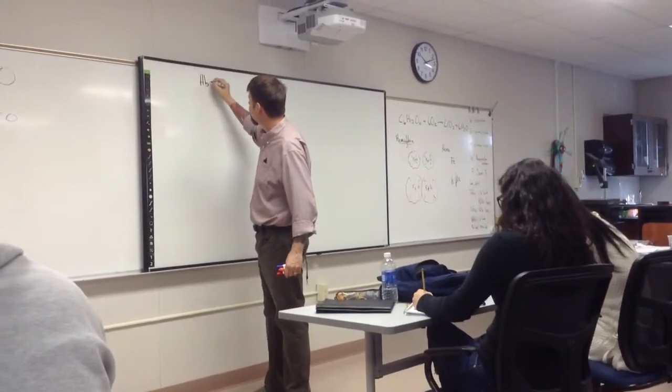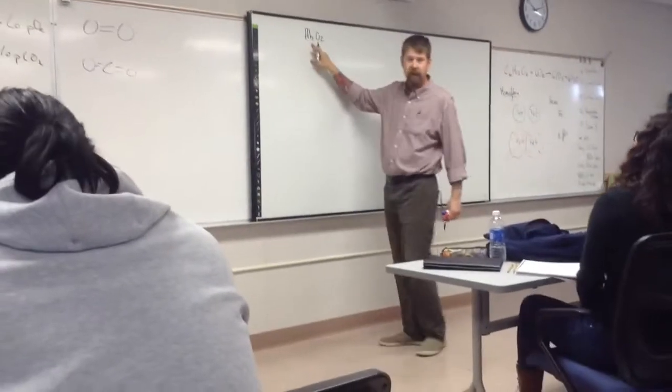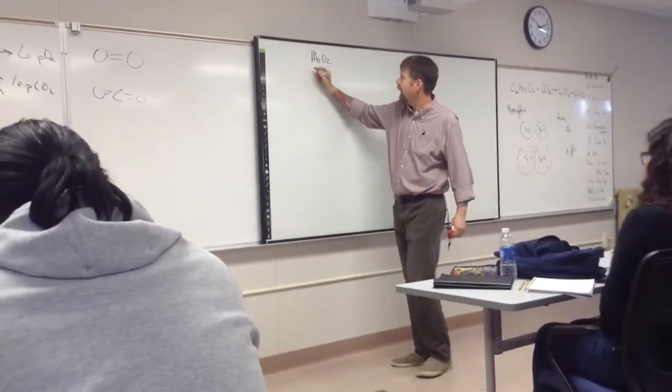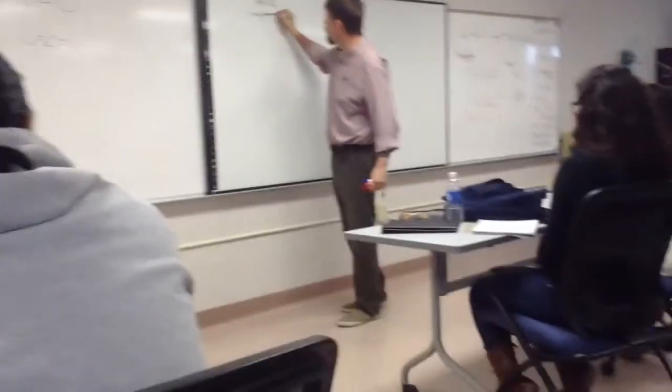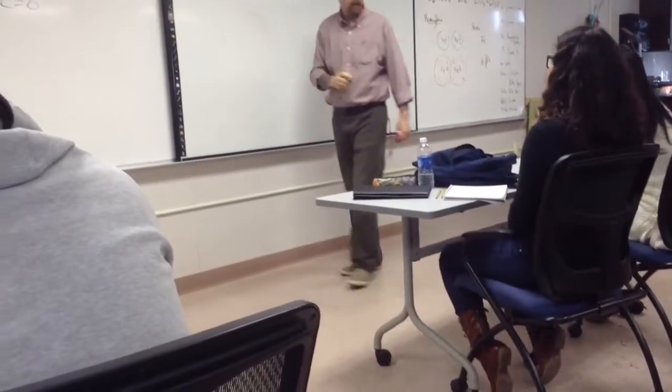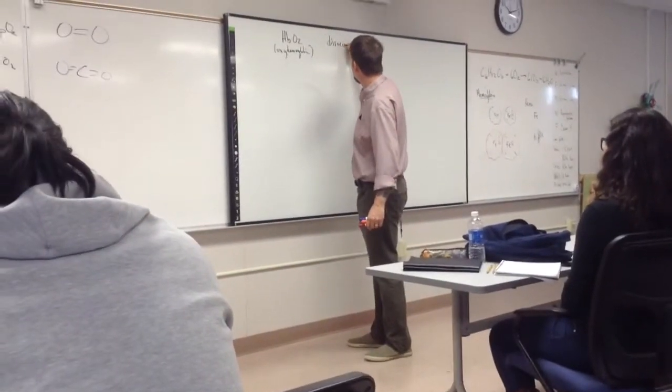Let's call this HbO2, where Hb stands for hemoglobin and O2 for oxygen. So this is what we call oxyhemoglobin. Okay, you okay with that? Oxyhemoglobin. And we're going to call this a dissociation curve.